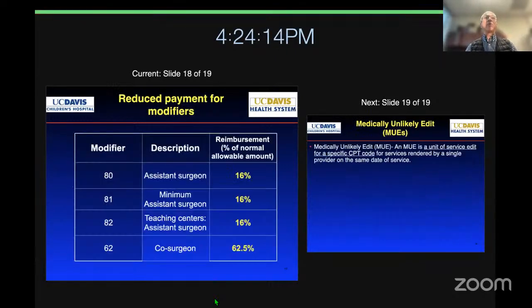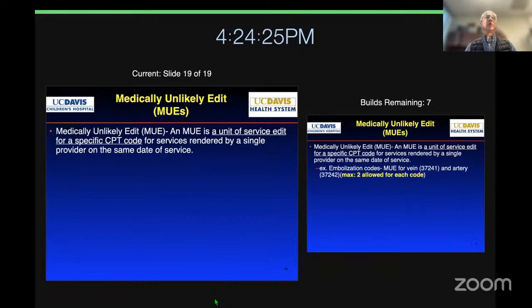Payment modifiers. What are the rates that you get for 80, 81, 82? You get an extra 60% as the assist. For co-surgeon, you get 62.5%. And then, of course, the MUE stands for medically unlikely edits. Basically, it's a unit of service. How many times can you use that code for one service?